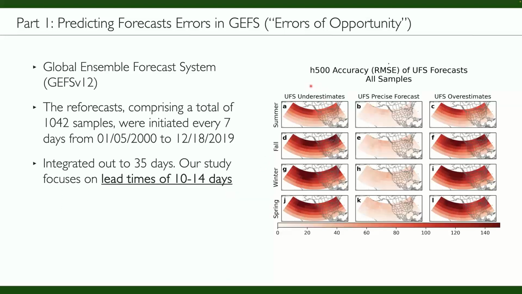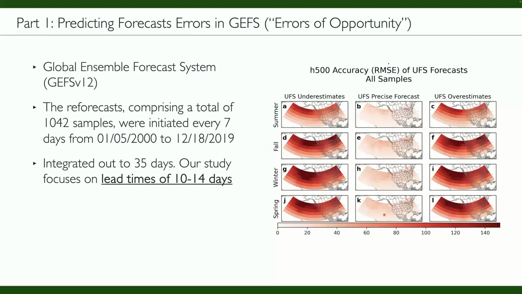What we're going to do is characterize the forecasts into three different classes. One is times where the UFS underestimates geopotential height anomalies over the Northern Hemisphere. Another is when the forecasts are relatively precise. And another is where GFS overestimates geopotential height anomalies. This matrix shows the RMS, typical error of UFS underestimates, precise forecasts and overestimates as a function of time of year.